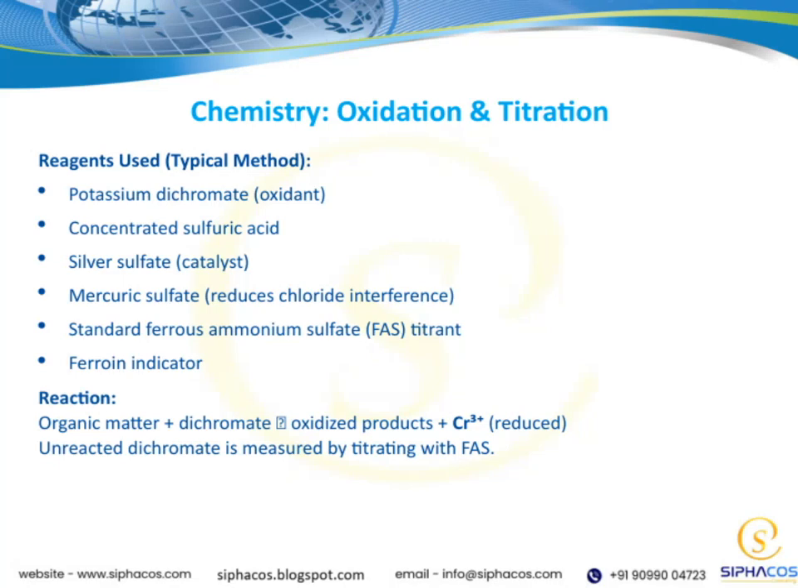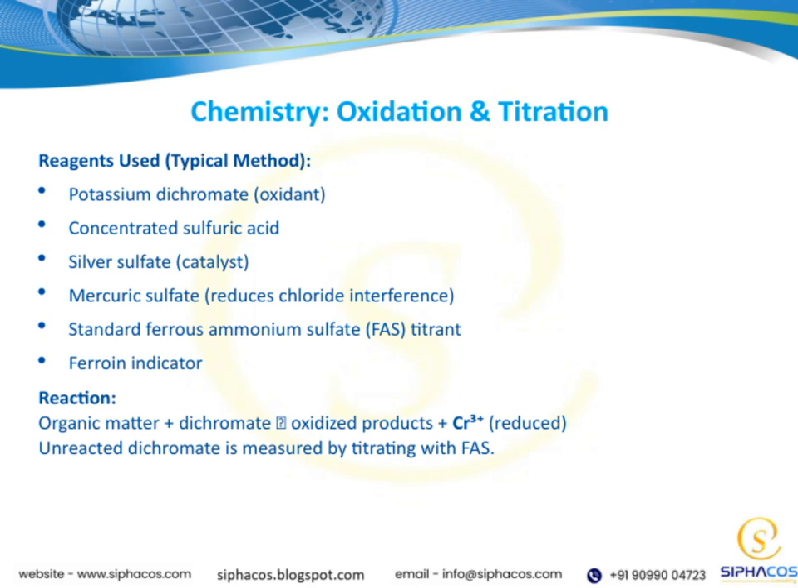Now, let's take a closer look at the chemistry involved in this process, specifically oxidation and titration. When we perform this method, we use a set of reagents that are crucial for the reaction to proceed accurately. The main oxidant here is potassium dichromate, which is responsible for oxidizing the organic matter. Alongside that, we add concentrated sulfuric acid to create the right acidic environment for the reaction.